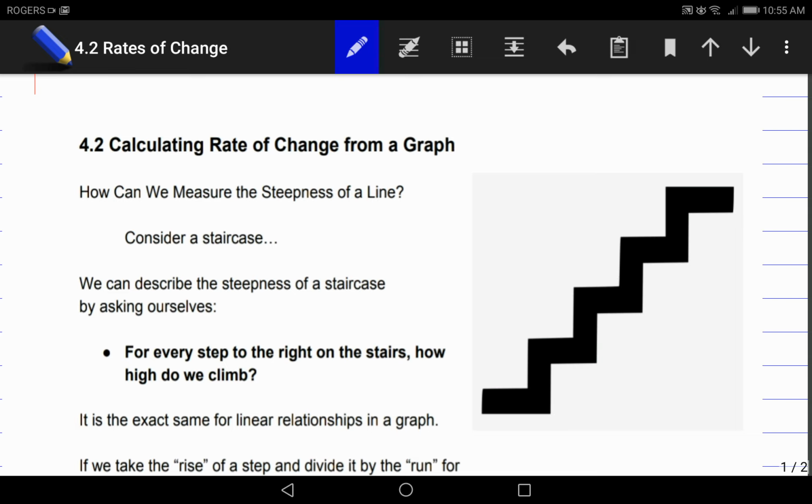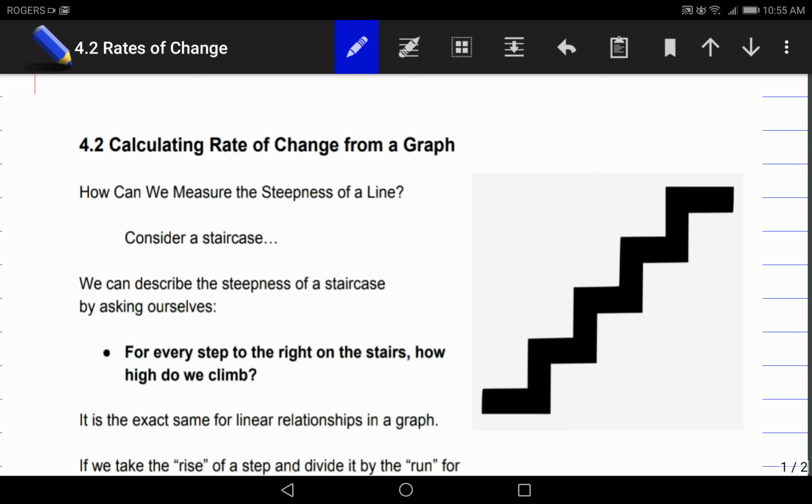All right, we're still going to concentrate on distance time graphs, and we are going to learn how to calculate an actual value for the steepness of a line. To do so, I'm going to ask the question: how can we measure the steepness of any line? What way can we come up with where we can actually get a numerical value for how steep a line is?